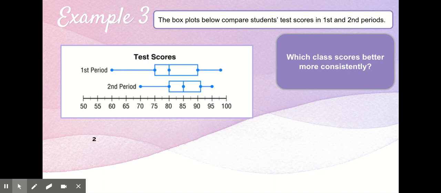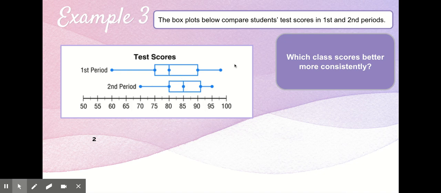This last example has box plots, but has two of them on the same grid to compare students' test scores in first and second period. I see that in first period, I have at least one student who scored lower than second and higher than everyone in second period. I also see that my median is lower in first period than in second.